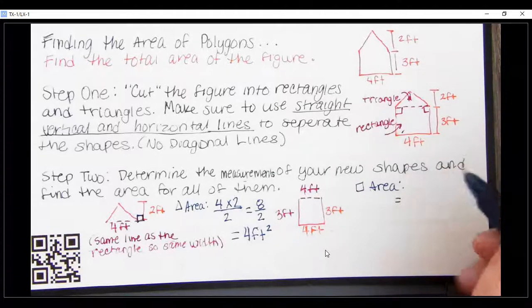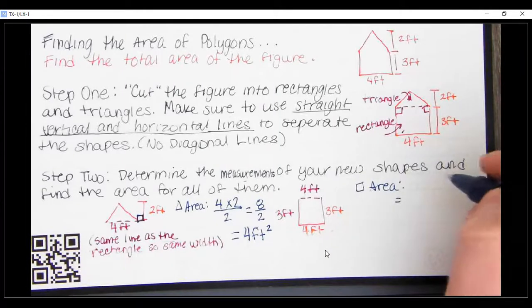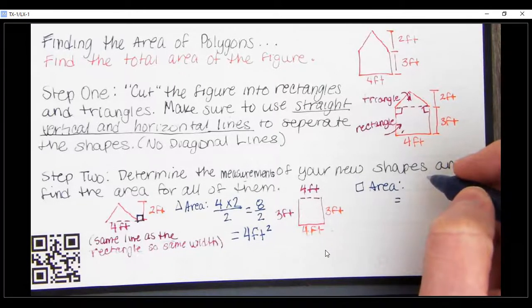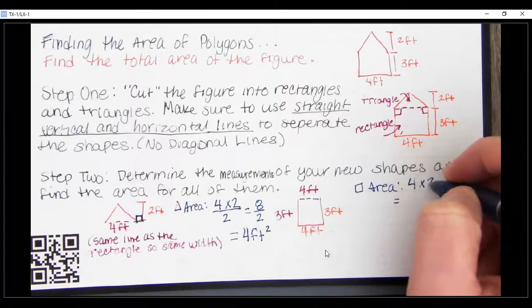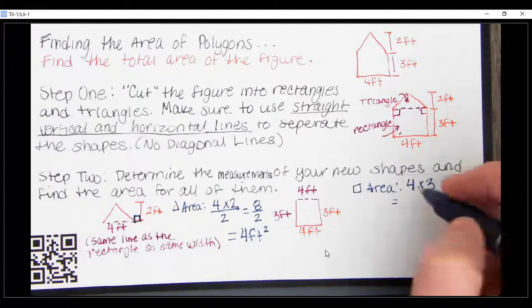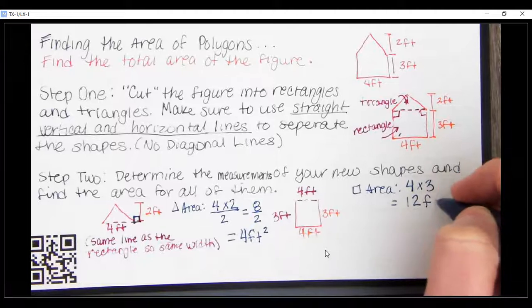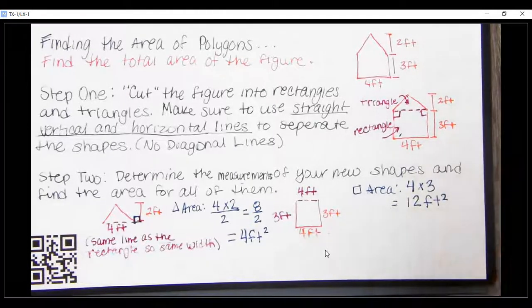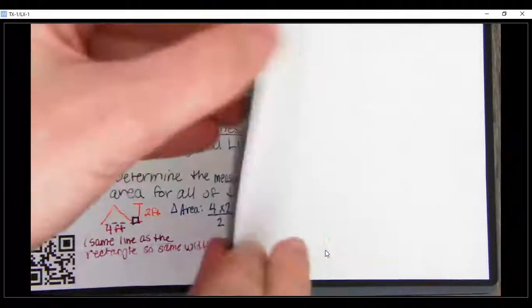And then I'm going to do the same type of thing with my rectangle. To find the area of a rectangle, I have to multiply the base times the height. So I have 4 as my base, 3 as my height. You can also think of it as length times width as well. And 4 times 3 equals 12. So that is 12 feet squared. And we are almost done.